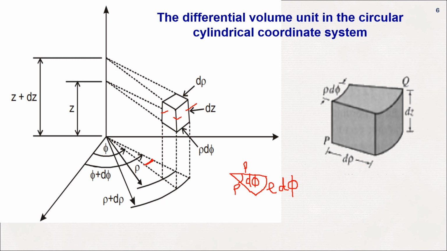Now I'll show it in a different color line. So this curve, what is this? It is going to be rho into d phi. Hope you're clear with that, right?